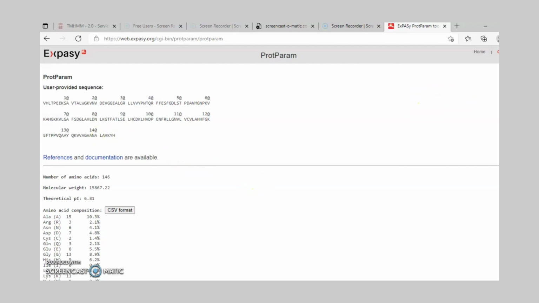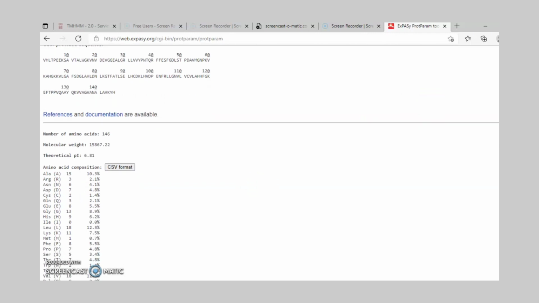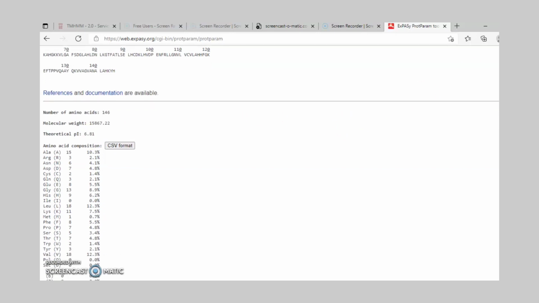So here we have the documentation, which gives the number of amino acids in this particular protein, the hemoglobin. So we have 146. This is the molecular weight, which is 15,867.22. Then we have the theoretical isoelectric point, which is 6.8. This is the amino acid composition of hemoglobin.